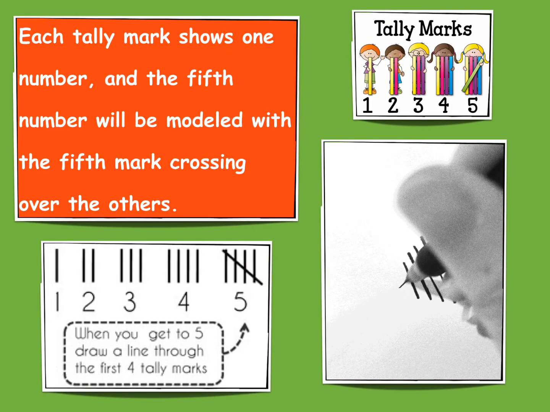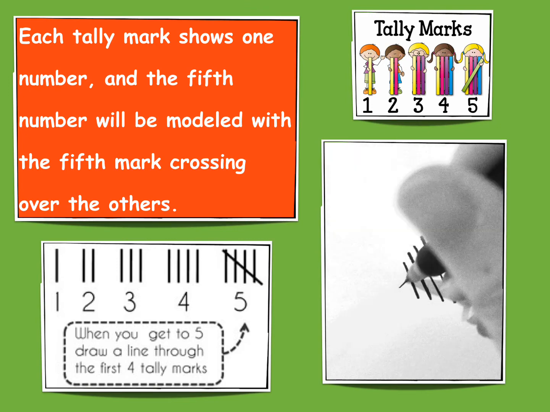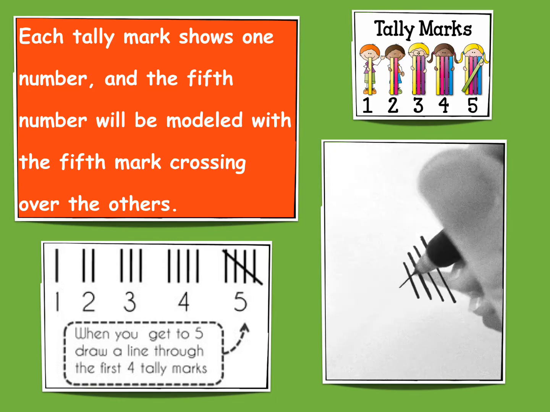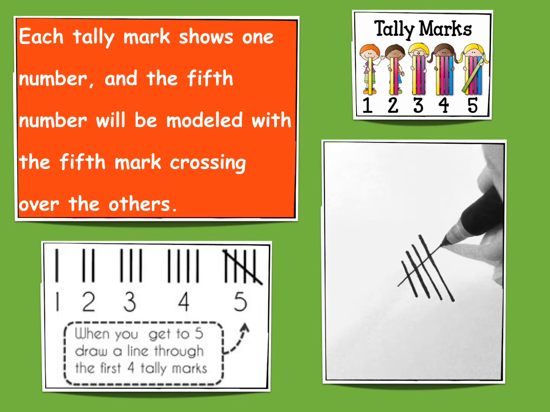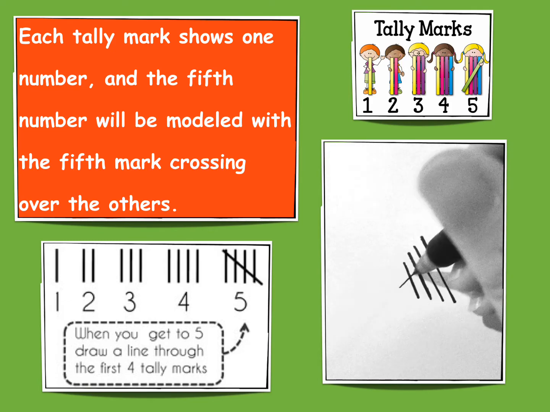How do we draw tally marks? Now each tally mark shows one number. We'll draw vertical lines beside each other to represent numbers from 1 to 4. When we get to the 5th, we draw a line through the first 4 tally marks. So each tally mark will show one number, and the 5th number will be modeled with the 5th mark crossing over the others.